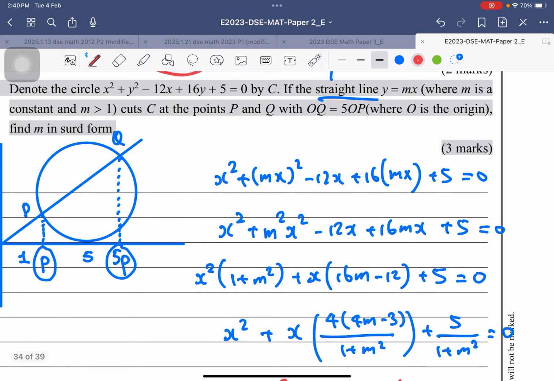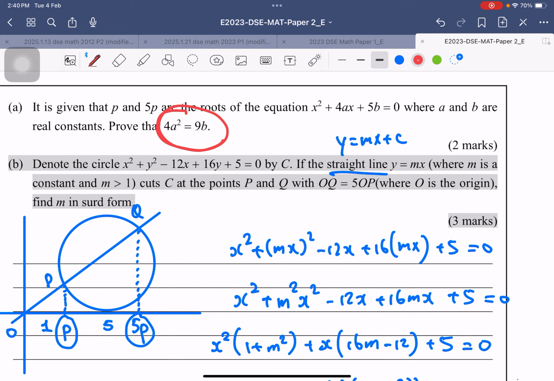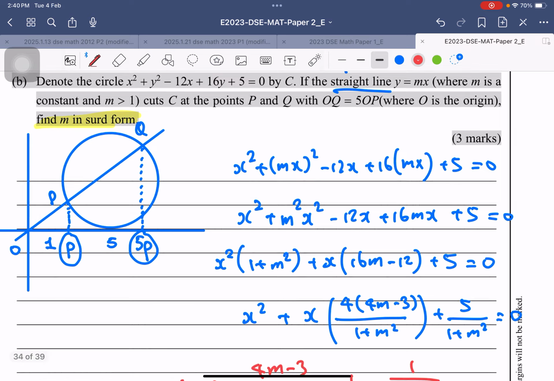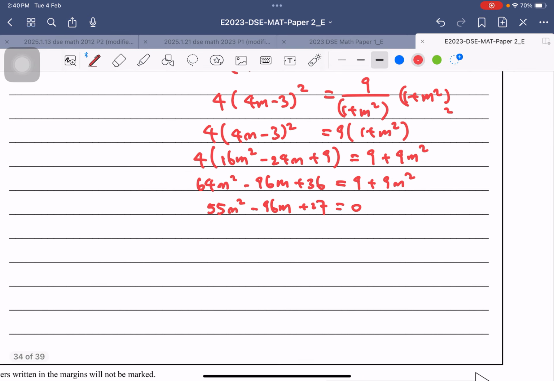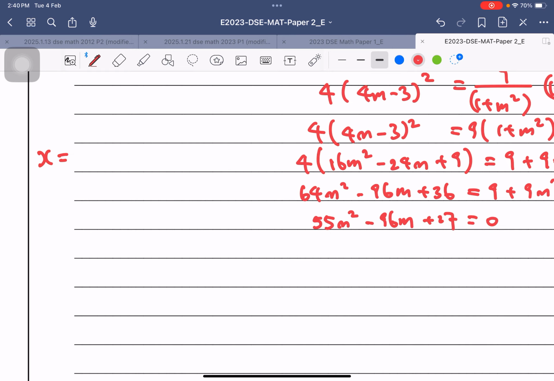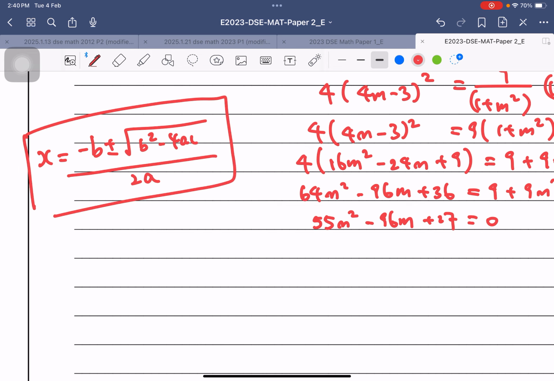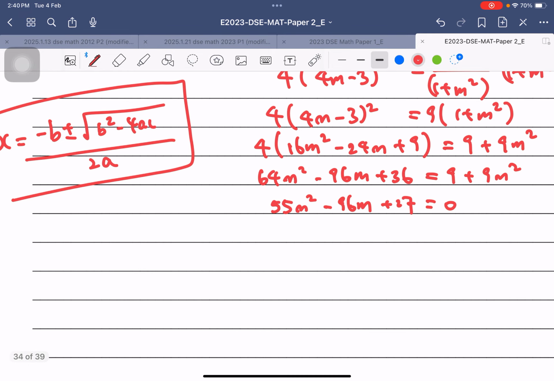And let's read the question. Find m in surd form. So can you use formula 1? So now we use the formula: x is equal to negative b plus or minus the square root of b squared minus 4ac, over 2a. Remember the formula? Okay? So a, b, c you have already, so just do it.